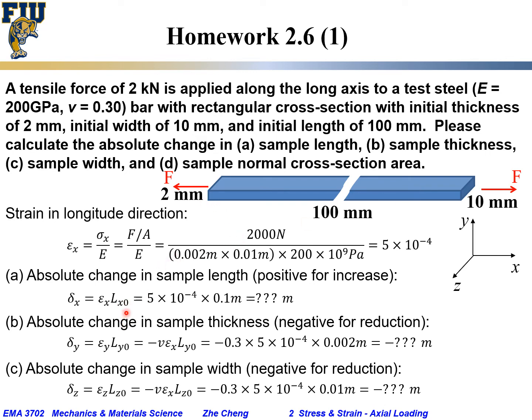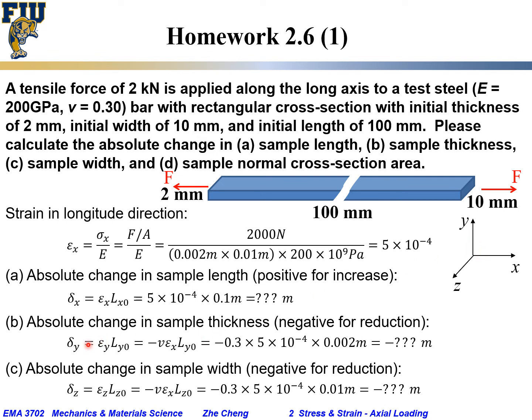So you plug the number in. From above, we have the strain, 5 times 10 to the minus 4, times the initial length, 100 millimeter or 0.1 meter, and you get the number. On the other hand, for B, the absolute change in sample thickness, well, in the y direction, we have to remember that for an isotropic material, it's the Poisson ratio that relates the strain in one direction to the strain in the direction that is perpendicular to it.